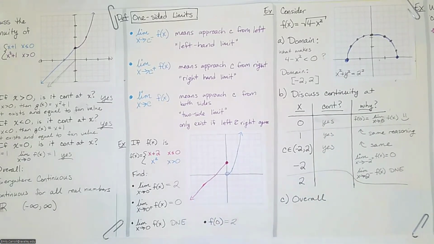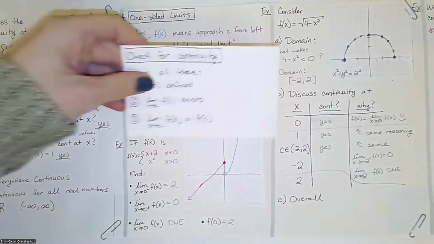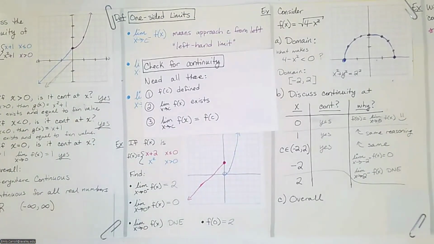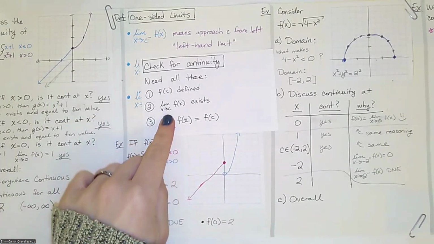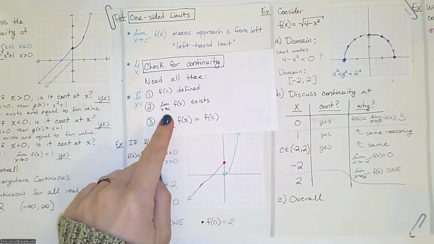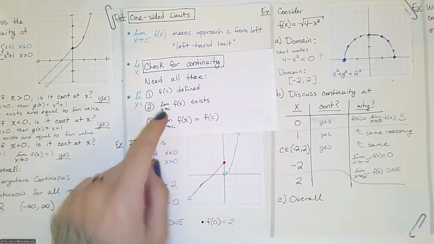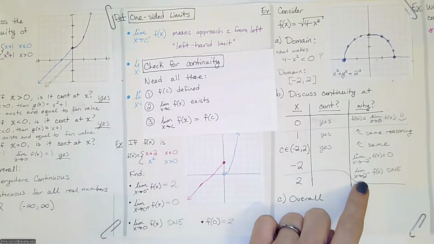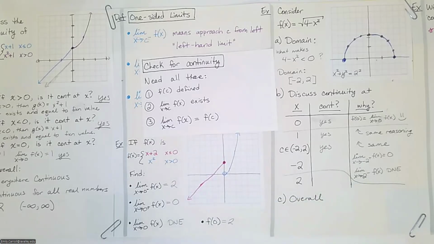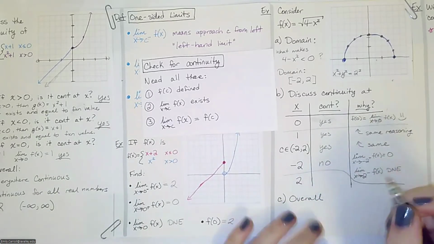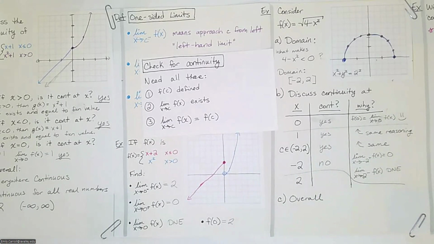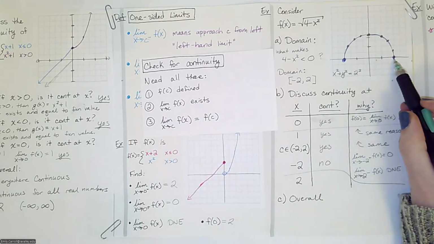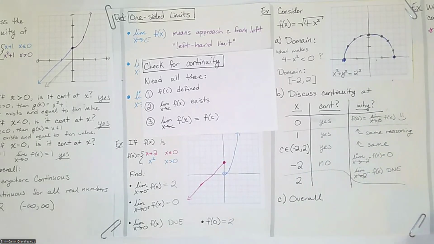In order to be continuous, we need all three of these to be true. We need the function to be defined there. We got that. That's fine. And we need the two-side limit to exist. One of the one-side limits doesn't exist, so the two-side limit can't exist. By the same logic, at +2, the left hand will exist, but the right doesn't.